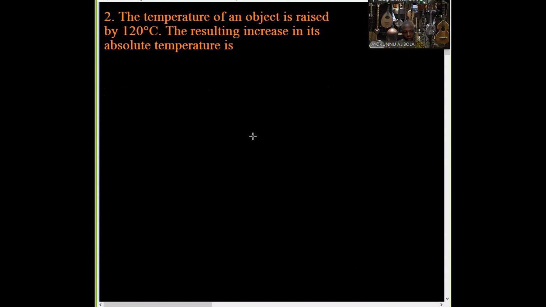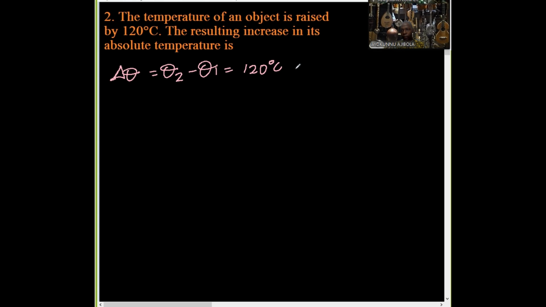Yes, sir. Okay, this second one says the temperature of an object is raised. When the temperature is raised, that means we're talking about change in temperature. Theta 2 minus theta 1 equal to 120 degrees C.